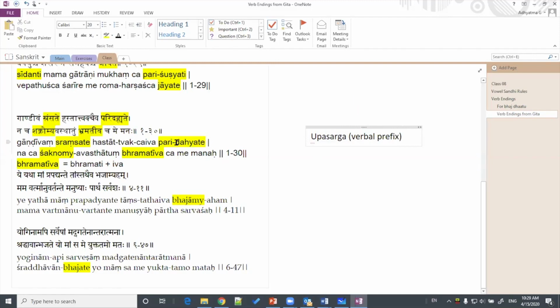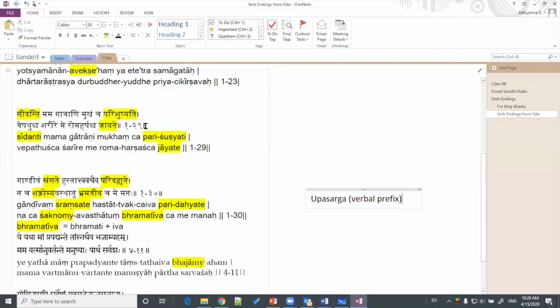These are used to change the meaning of the verb. We will study in more detail later, but I just wanted to let you know that you will see, in this form, sometimes there is more than one upasarga, and there are a finite number, they are like 22. So 22 upasargas, and they change the meaning of the verb to which they apply.